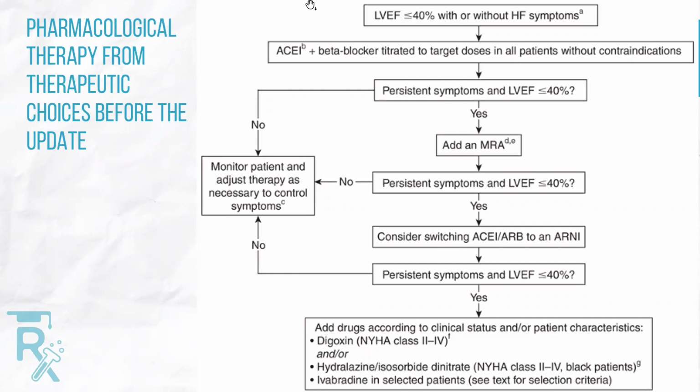Okay? Okay, so we omit the beta blocker and switch to ARNI. No. We only make the switch from ACE or ARB, but we keep on the beta blocker and the MRA.